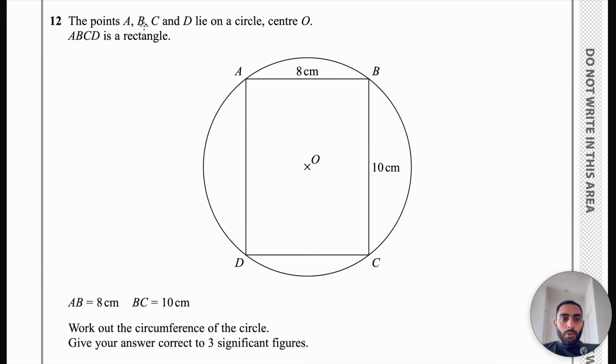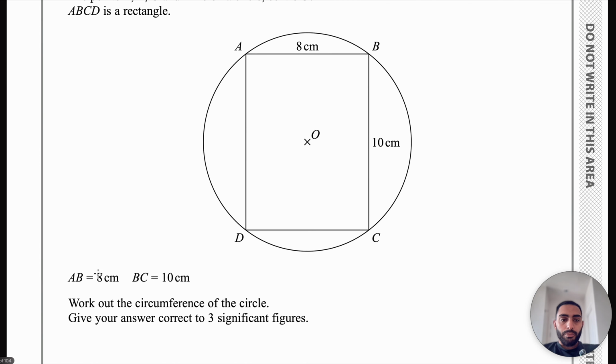Question 12. The points A, B, C, and D lie on a circle, center O. ABCD is a rectangle, so this is saying that this length is the same as that length, and that length is the same as that length. AB is 8, which is already on. BC is 10, which is already on. Work out the circumference of the circle. Give your answer correct to 3 significant figures.